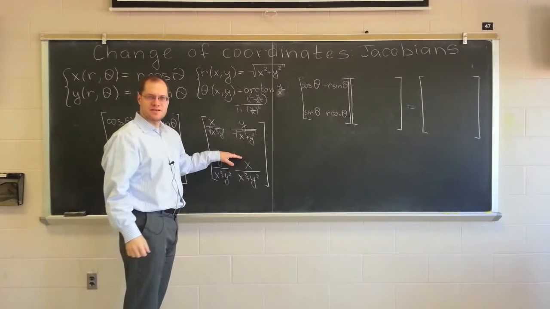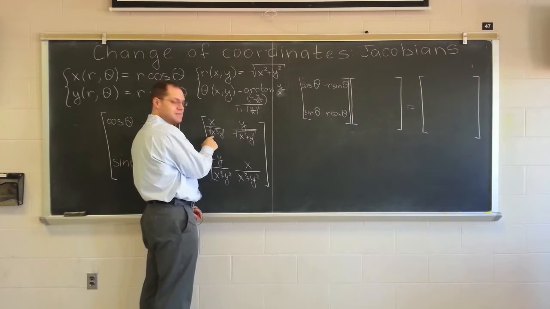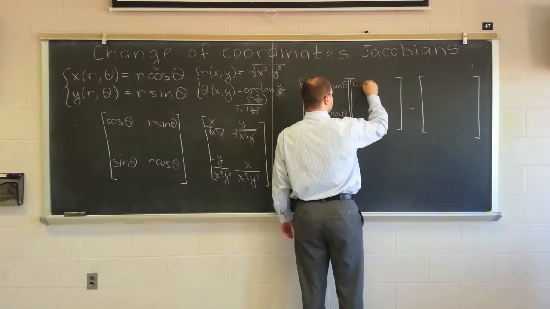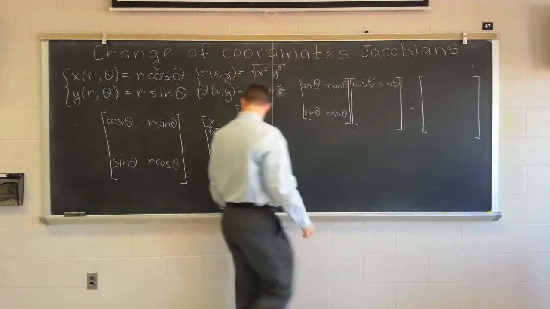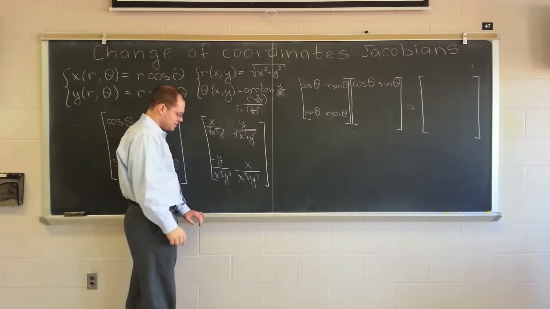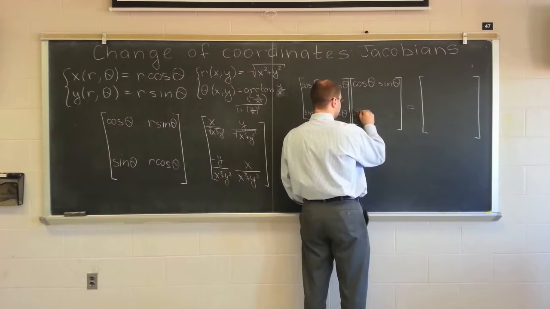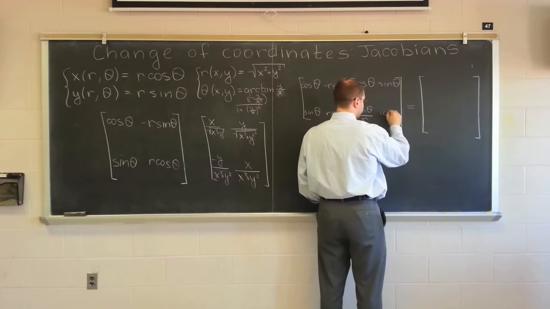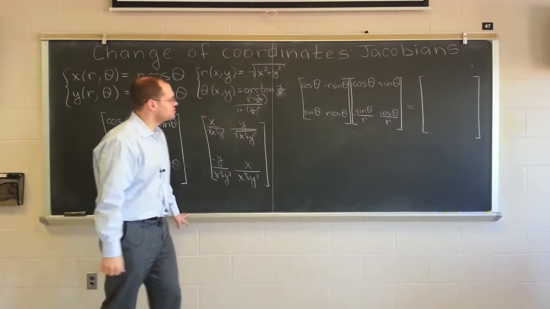Now let's convert this to polar coordinates. Here we have x over the square root, which is r cosine theta divided by r, so that's just cosine theta, and this is sine theta. On the bottom we have r squared, and on top we have minus r sine theta, so it'll be minus sine theta divided by r. The other one is cosine theta divided by r. Now let's multiply these two matrices together.